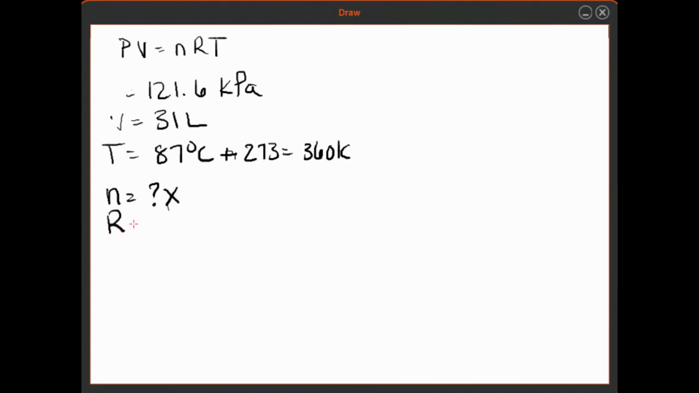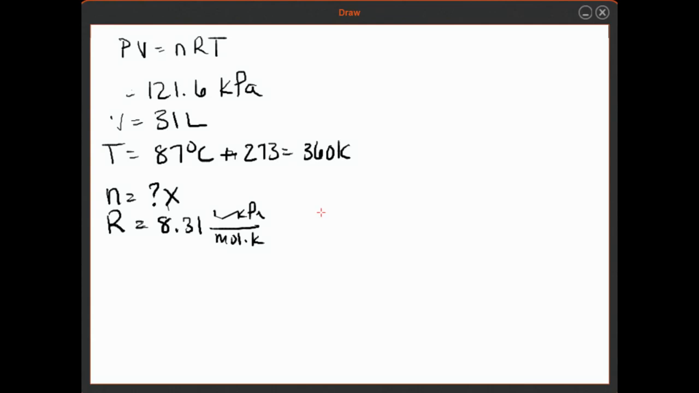And then to use the ideal gas law, we need an R. So we know which R we're going to need because we have our pressure in kilopascals. So again, in this problem, we're going to use 8.31 liters kPa per mole Kelvin. Okay, so now we have all of our units and we have temperature in the correct unit. And we want to solve for moles.